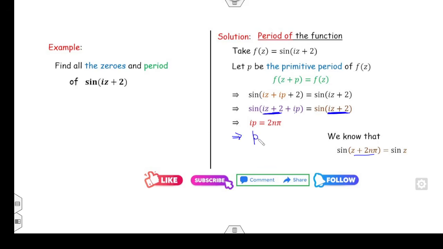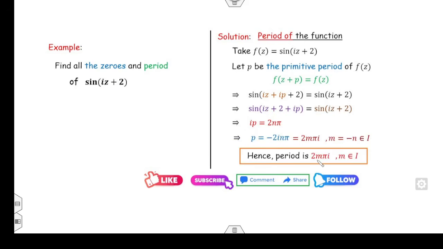So can you find the value of p? p will be divided, so I can rationalize them. Minus 2nπι is the period of the function f(z). Again, n is my integer, so I can take it as m. So 2mπι, where m is minus n. So the fundamental period is, when you take m as 1, 2πι is my fundamental period.